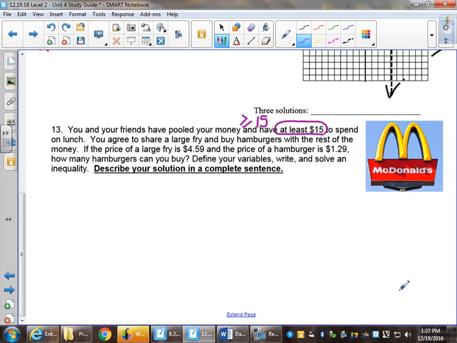So you have at least $15 to spend on lunch. You agree to share a large fry and buy hamburgers with the rest of the money. If the price of a large fry is $4.59 and the price of a hamburger is $1.29, how many hamburgers can you buy? Define your variables, write and solve an inequality.